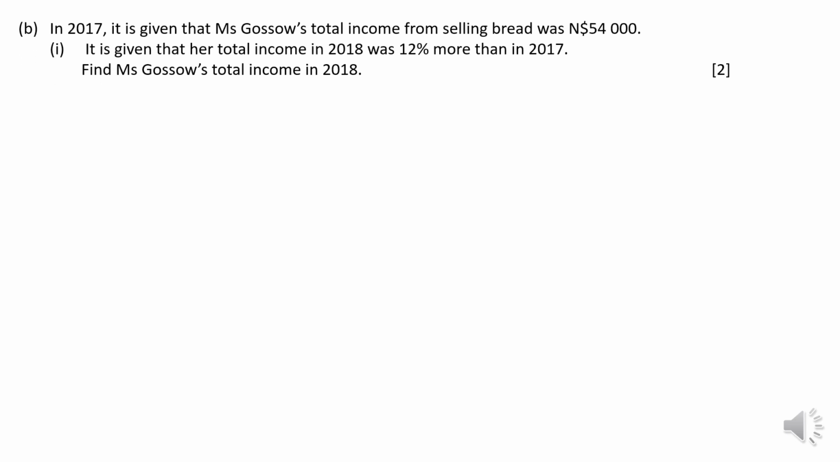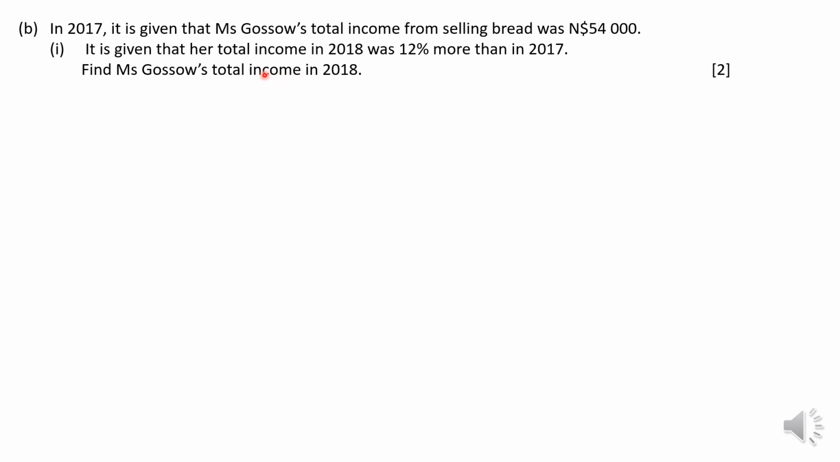The B part says in 2017, it is given that her total income from selling bread was 54,000 Namibian dollars. Now, I keep on telling my students, before you start working through a question, always look at your mark allocation because you're going to get an idea of the amount of work that will be required for you to do this question.